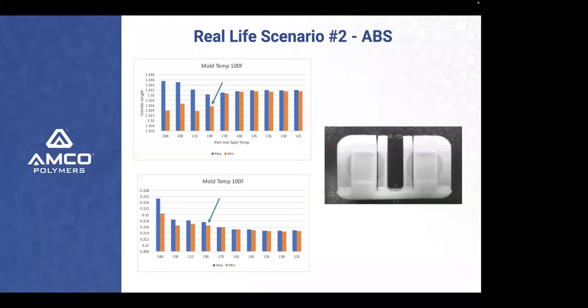So we did another real life scenario. This one is really interesting to me. It's an ABS. Here's a little part, and we wanted to measure the gap between here. So basically what we did is we started running as fast as we could, and we said, okay, how hot? 260 degrees, 230, 215, all the way colder. And I noticed at 190 degrees, my dimensions started slipping.